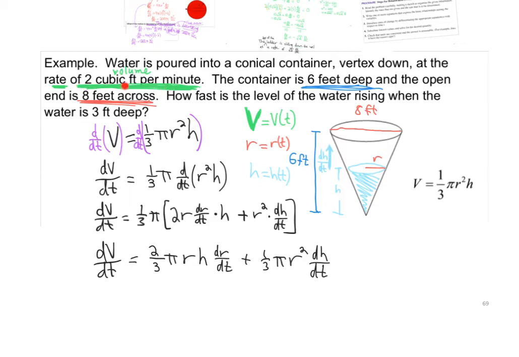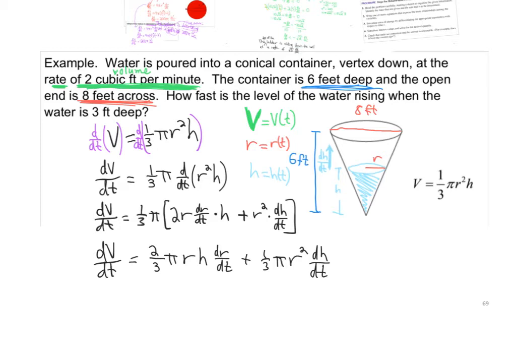How do I know it's increasing? How do I know it's positive? It's saying water is being poured into the container, not being drained out of it. Okay, so dV/dt is 2. I'll plug that in there. So we know h, we know dV/dt, and the rest we don't know. But we know we're trying to solve for how fast is the water level rising.